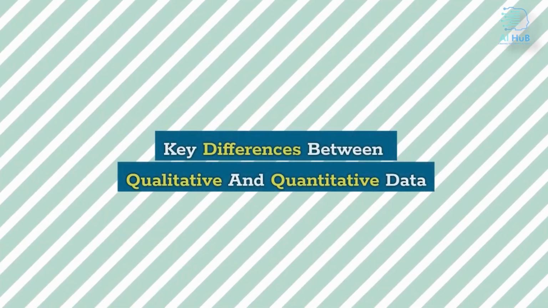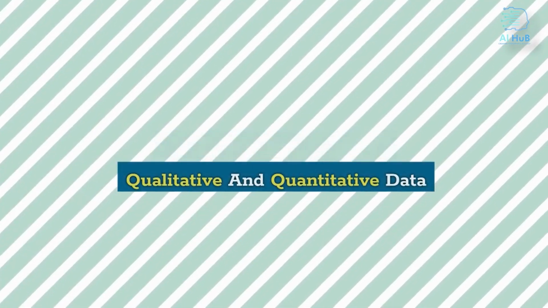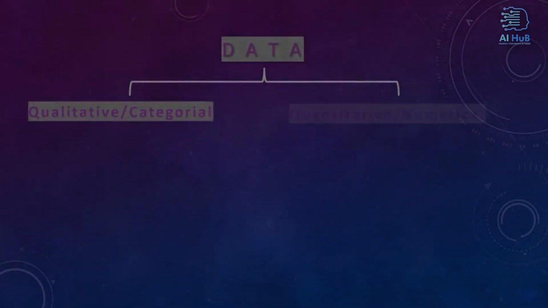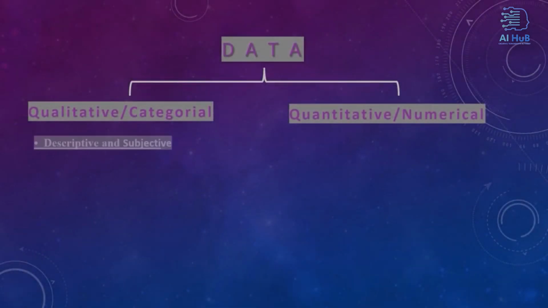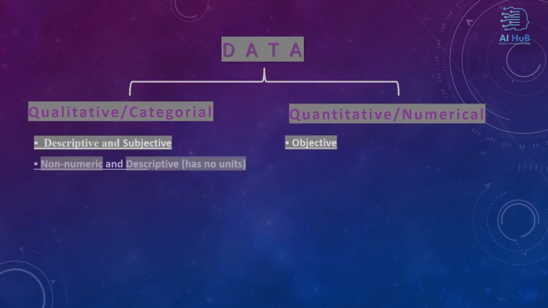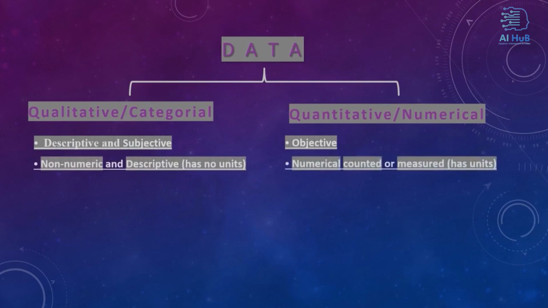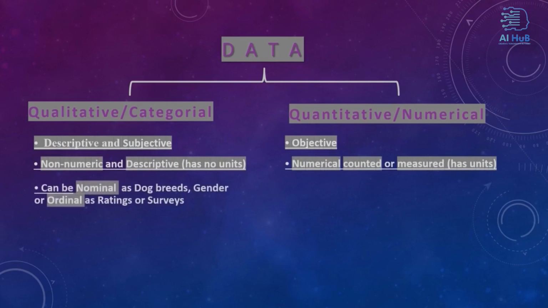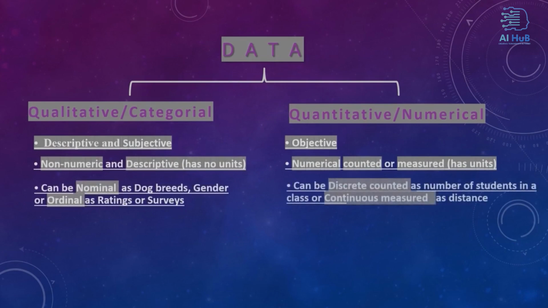Key differences between qualitative and quantitative data. Data are classified into qualitative and quantitative. Qualitative data are descriptive and subjective, while quantitative data are objective. Qualitative data are non-numeric and descriptive, while quantitative data are numerical, counted or measured. Qualitative data can be nominal as dog breeds, gender, or ordinal as ratings or surveys, while quantitative can be discrete, counted as number of students in a class, or continuous, measured as distance.